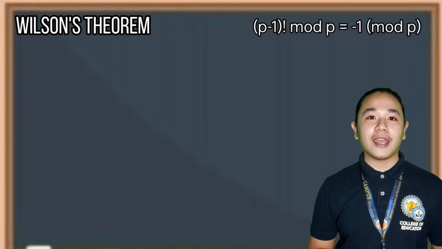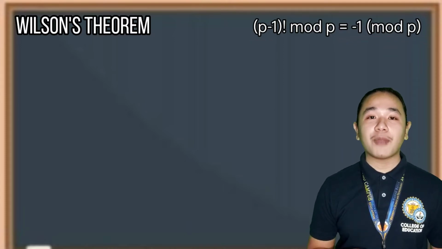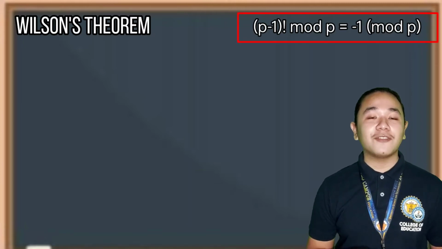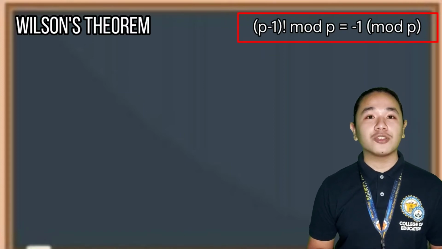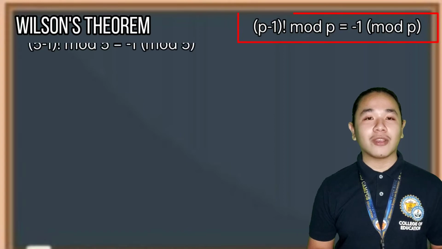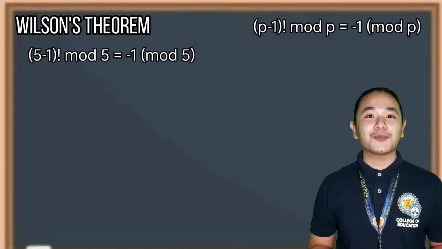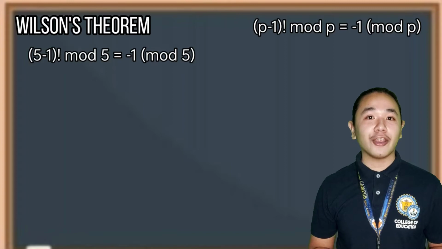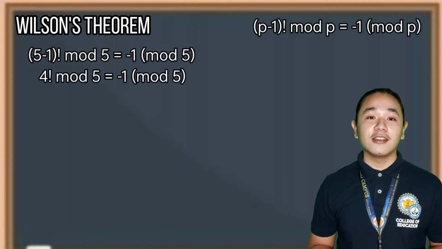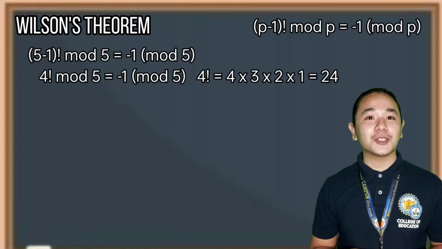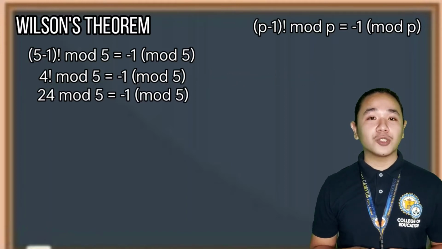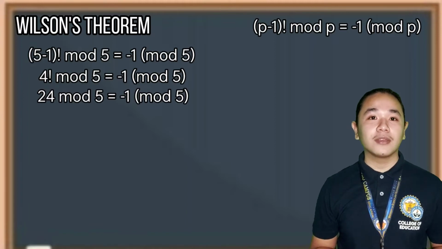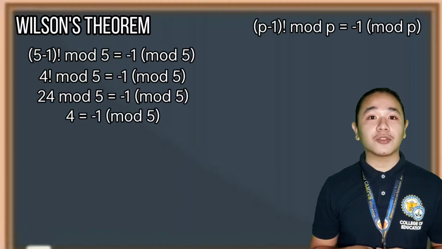So let's take the number 5. The formula to check if the number is prime is (p minus 1) factorial divided by p, or we can write it as modulo p, is equal to negative 1 modulo p. Now let's substitute our given number. So (p minus 1) factorial equals 5 minus 1 factorial, which is equal to 4 factorial. 4 factorial is 4 times 3 times 2 times 1, and its product is 24. And now it is 24 modulo 5 since our p here is 5. So 24 modulo 5 is equal to 4.